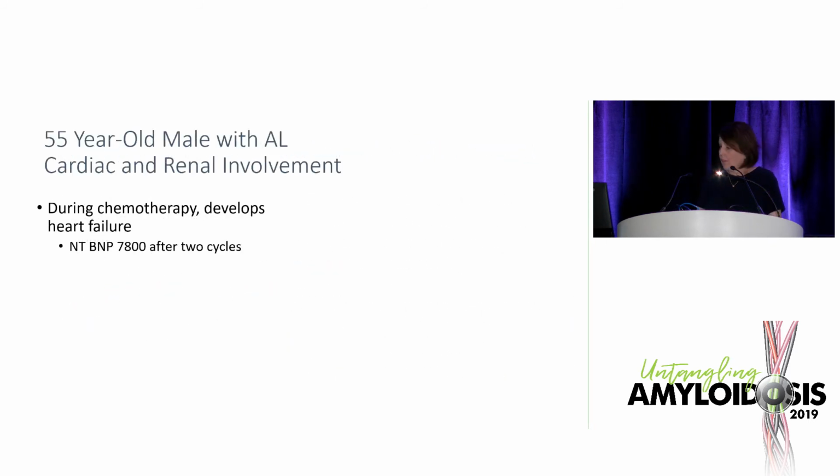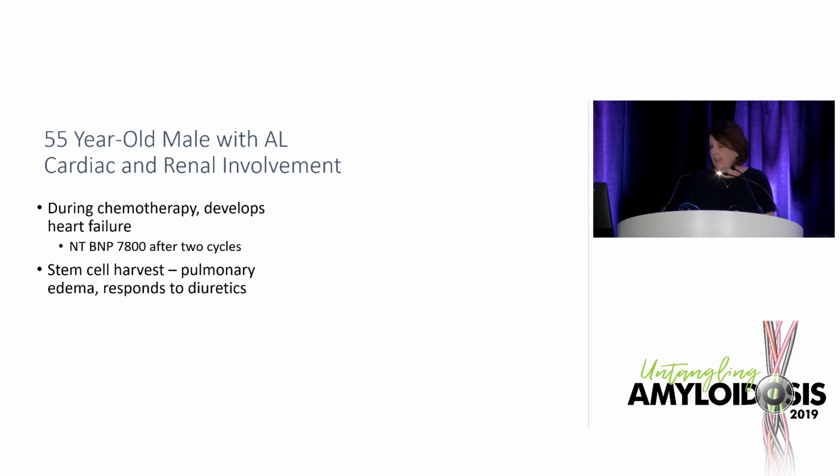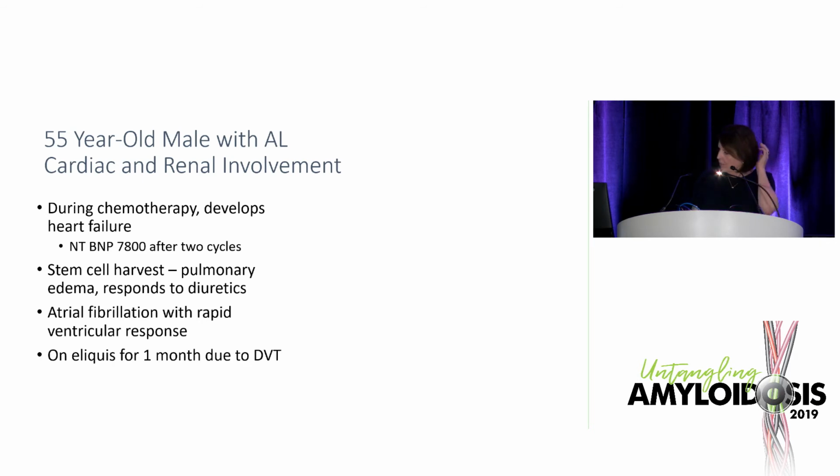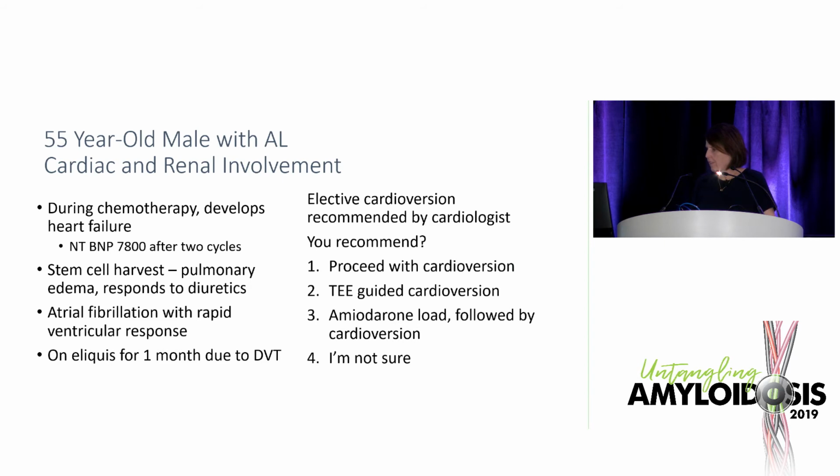So during chemotherapy, he developed some heart failure. Now, he really did not have overt heart failure before, but his NT-proBNP went to almost 8,000. He had stem cell harvesting, and he developed some pulmonary edema, although he responded pretty quickly to diuretics. He developed atrial fibrillation with rapid ventricular response, and he happens to already be on anticoagulation due to a DVT.